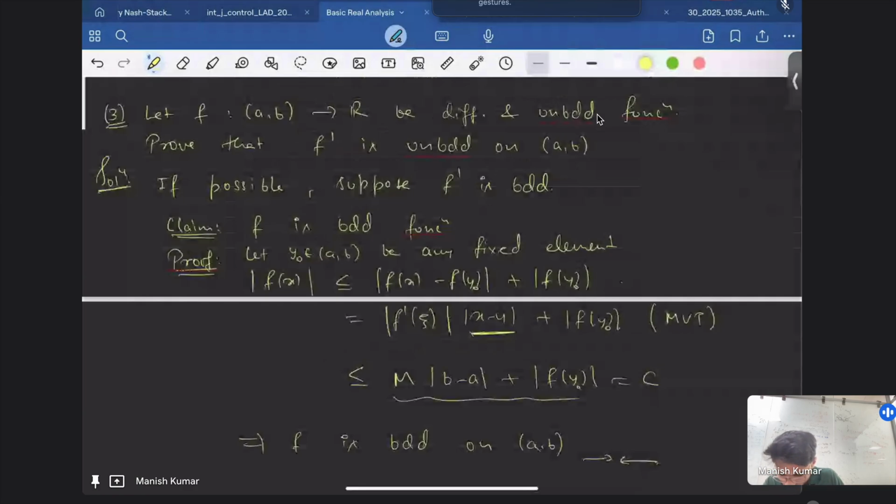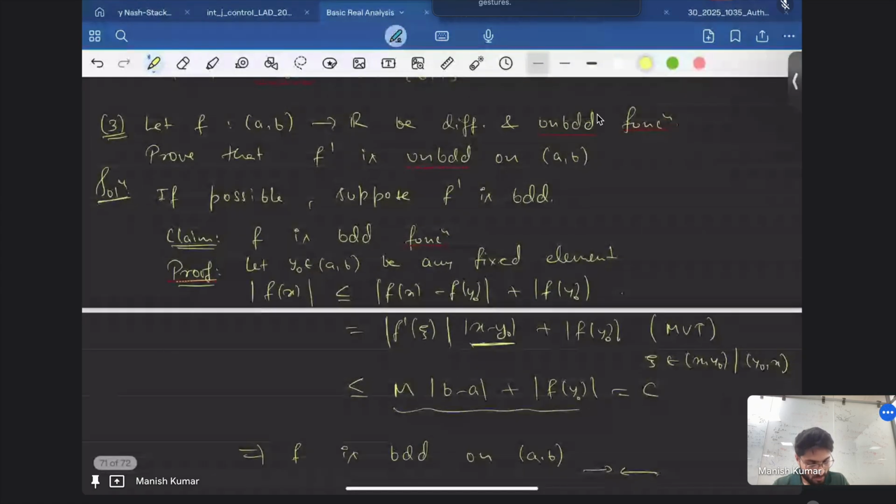Sir, I have a doubt in the first step. How have you written modulus of x is less than or equal to modulus of x? By triangle inequality. Okay, sir. Yeah, this is what I was saying.